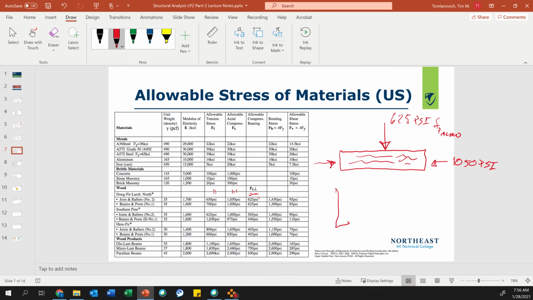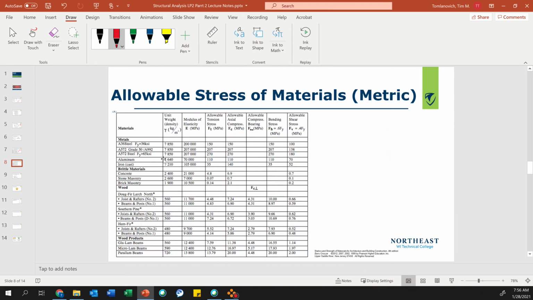So it's important. Like you say, columns, the grain is this way, so we use FT and we use FC. For a floor joist, we have to use perpendicular. It's very important that you distinguish those two and understand the orientation of your grain. In wood it matters; in steel, it doesn't. You have the same thing with glue-lams and parallel beams. Then you have concrete, stone, and brick, with kind of the same principle. That's in US units. The same things are in the metric units, so I just thought I'd show you that.